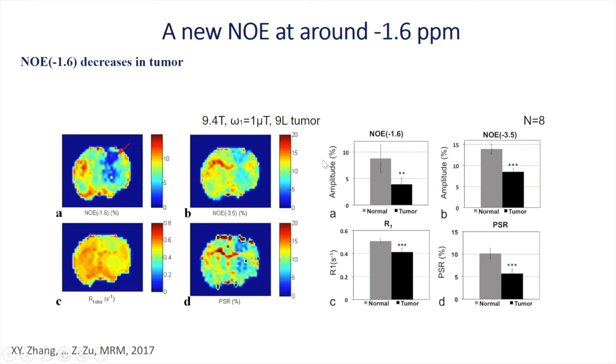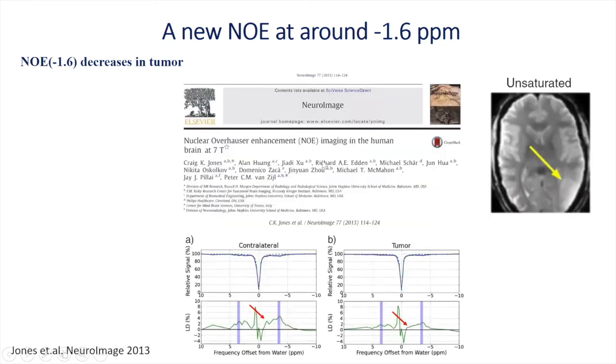And this variation in tumor can also be found in a previous publication published in 2013. In this publication, they studied the NOE in a human brain at 7T, and this is the spectrum from a healthy tissue, and this is from a tumor. Here you can find that in the healthy tissue there's a dip. So this is minus 1.6, minus 3.5 ppm. So this should be minus 1.6. So you can find this dip disappear in the tumor.